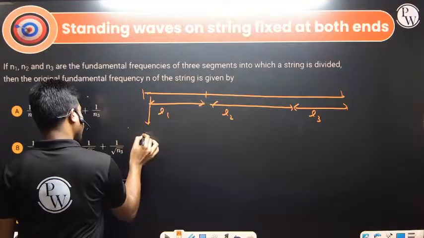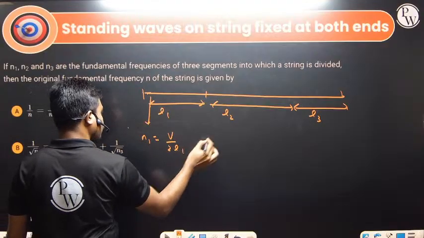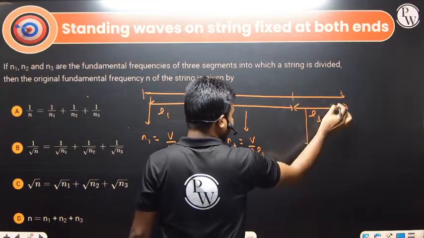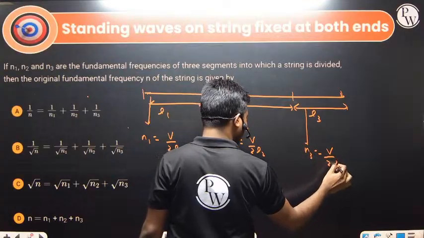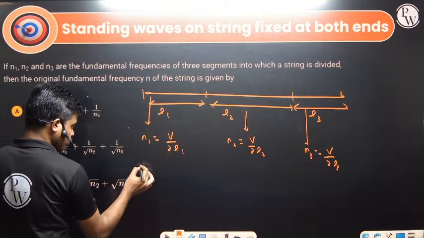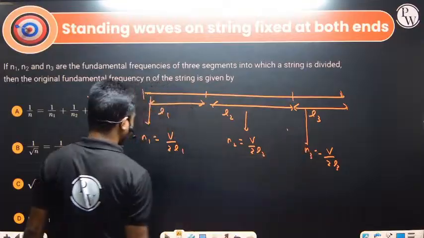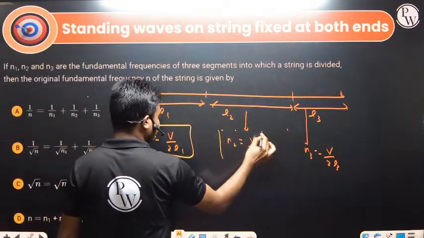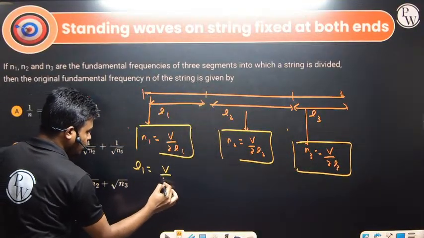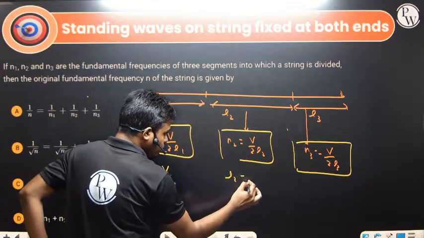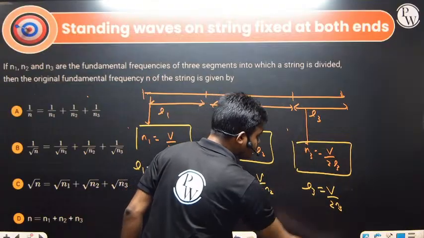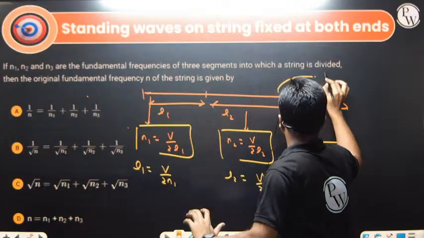So what is the fundamental frequency for this, N1? I'll be writing V by 2L1, and for this N2, what is that? V by 2L2, and for this portion of the length, N3 is equal to V by 2L3. What is V by 2L? That is the fundamental frequency of the length. So from here we can write N1 equals V by 2L1, N2 equals V by 2L2, and N3 equals V by 2L3. So from here, L1 is V by 2N1, L2 is V by 2N2, and L3 is V by 2N3.